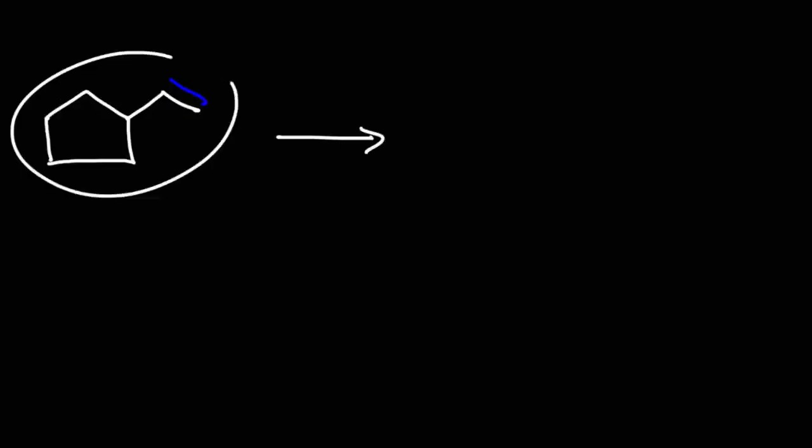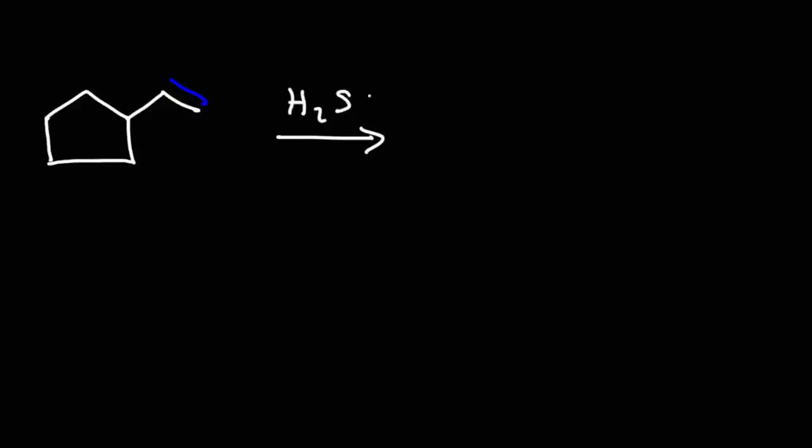Go ahead and try this one. What's going to be the major product if we react this alkene with dilute sulfuric acid in methanol? So methanol is a solvent in this reaction. What's going to happen here?